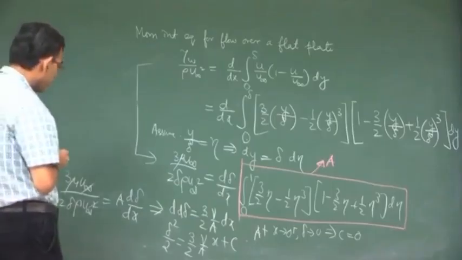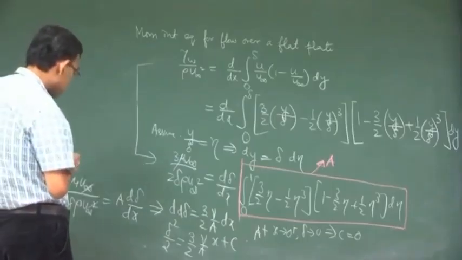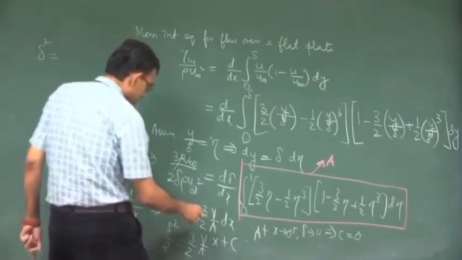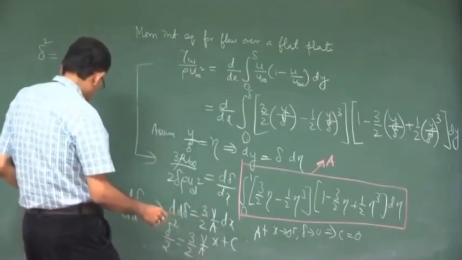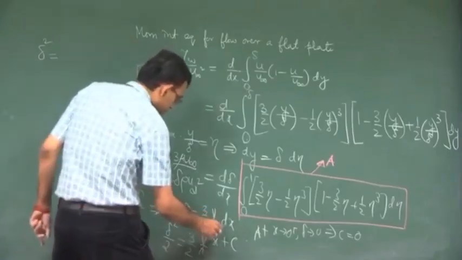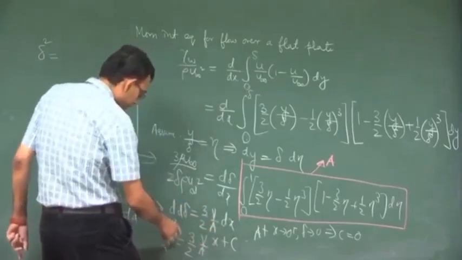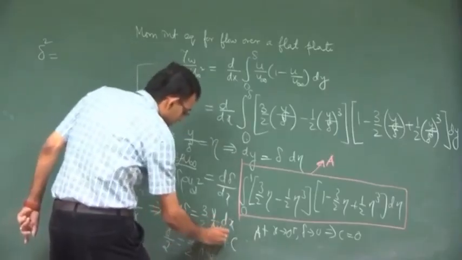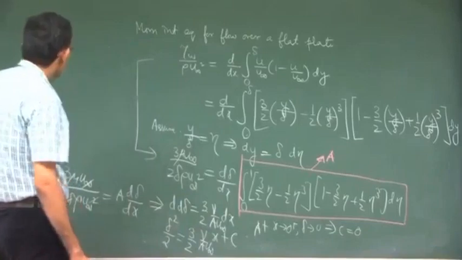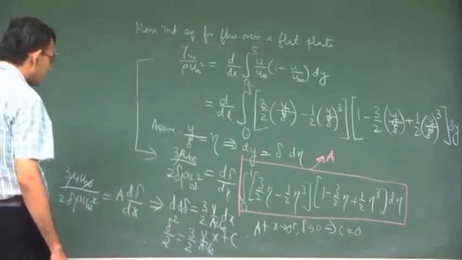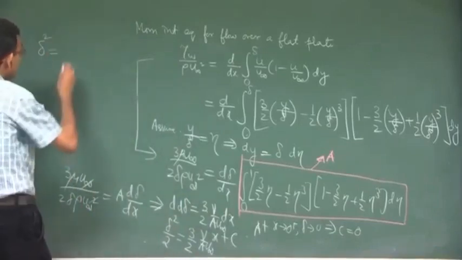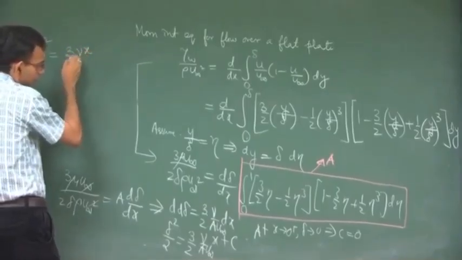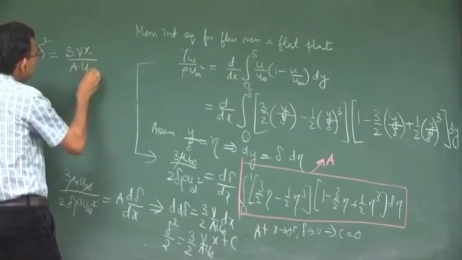some, there was a u infinity, right, somehow I have not written it. So, 3 nu, where will be u infinity? Denominator, right, here, right. So, delta square will be 3 nu x by a u infinity.